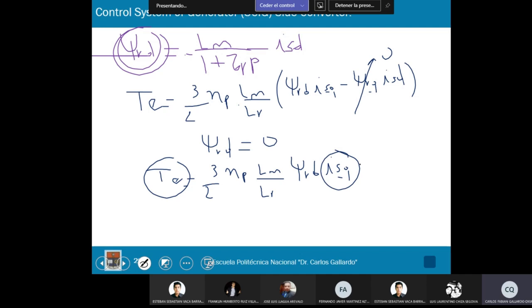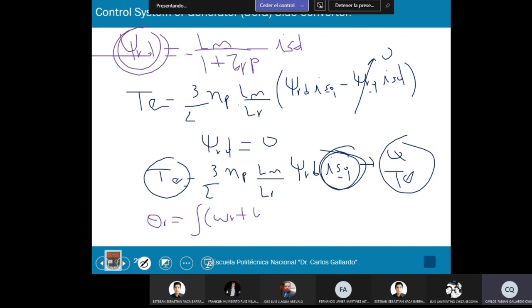So the conclusion is the reactive power is controlled by the stator current on the D axis, and the electromagnetic torque by the stator current on the Q axis. On the other hand, the rotor flux angle can be computed with the following equation: the integral of the rotor speed plus the stator speed.